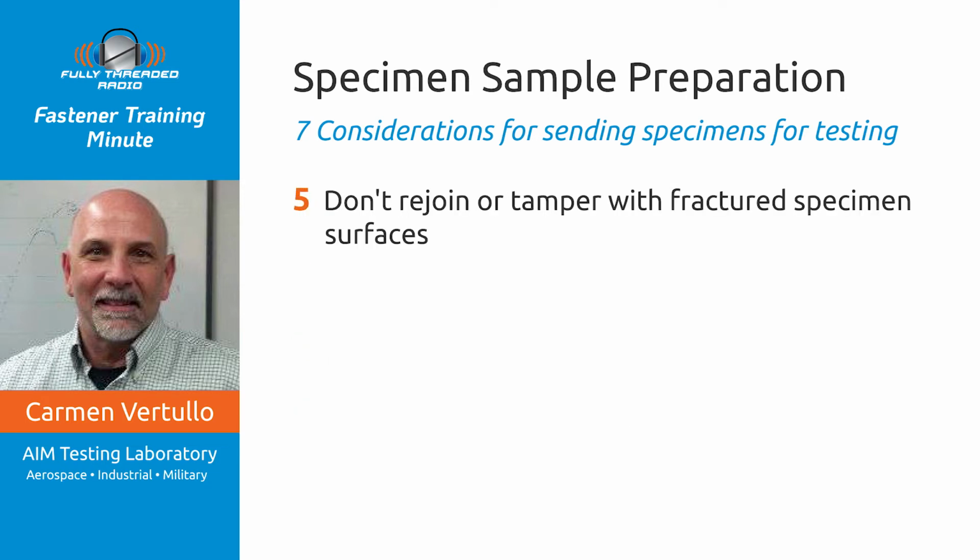Sometimes we receive fasteners at the lab here that are already broken. In other words, they have a fracture surface. And examining that fracture surface is part of the work that we'll be doing. When you have a specimen like that, it's critical that you do not rejoin or do anything to those fracture surfaces that will compromise their integrity.